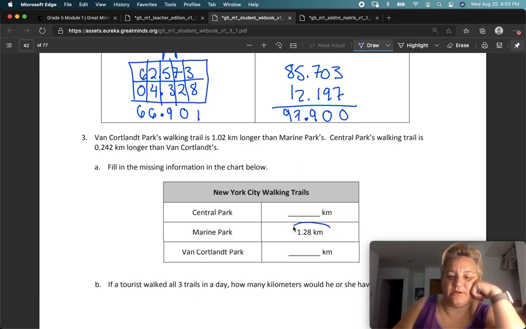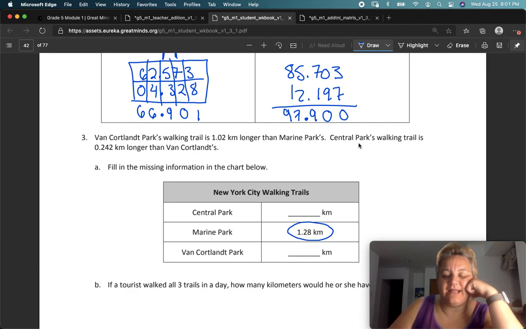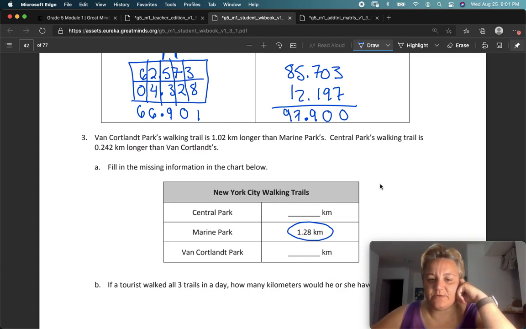Okay, number 3, Van Cortlandt Park walking trail is 1 and 200 thousandths kilometers longer than Marine Park. So here's Marine Park. Central Park's walking trail is 242 thousandths kilometers longer than Van Cortlandt's. Okay, so let's see. Here's what we're doing. We're adding 1 and 28 hundredths to 1 and 2 hundredths to find out how much Central.